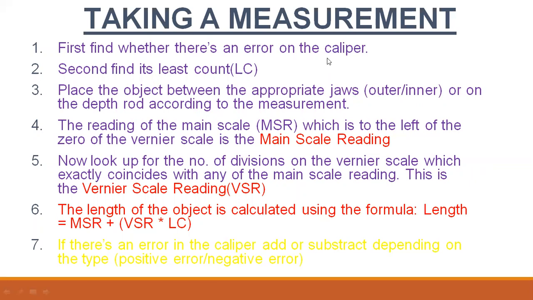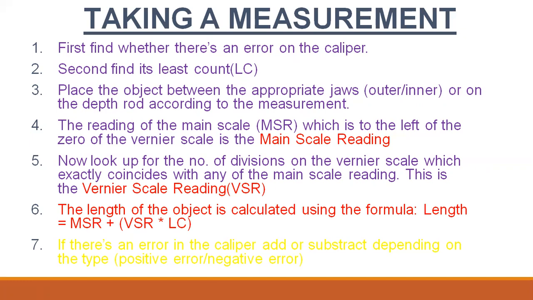How to take it, पूरा procedure है. First of all, first find where there is an error on the caliper or not. There are various errors, zero errors, positive error, negative error. We will see in the next slide. So first you have to show is there any error or no error.